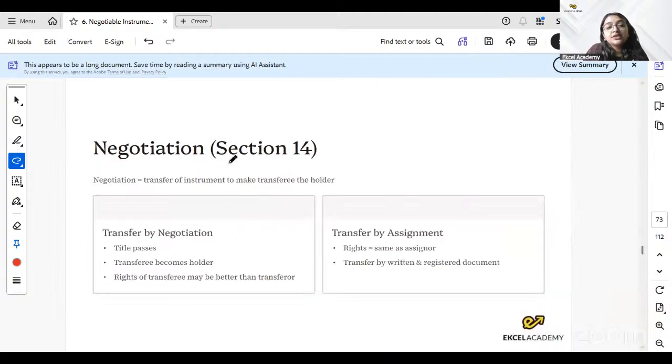The next topic is negotiation, which we will be starting from tomorrow's class. Before we conclude today's class, let's quickly go back to the module to see all of the topics that we have discussed so far.